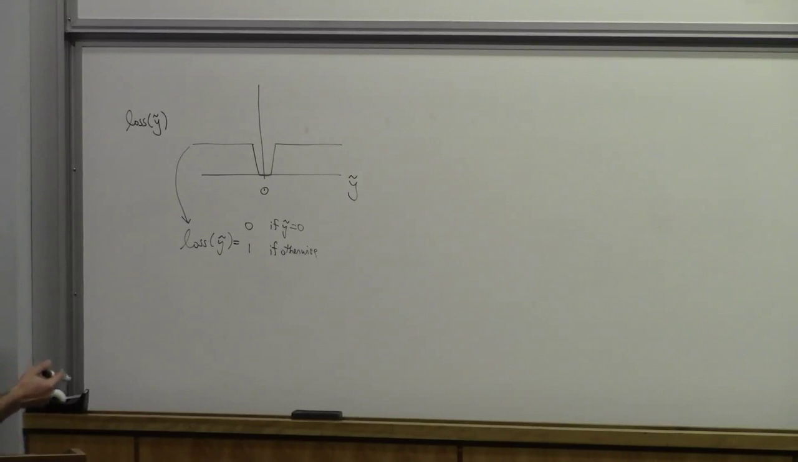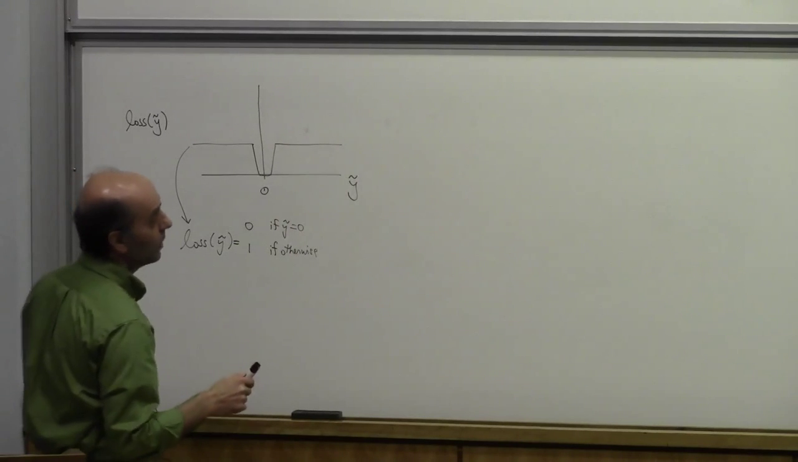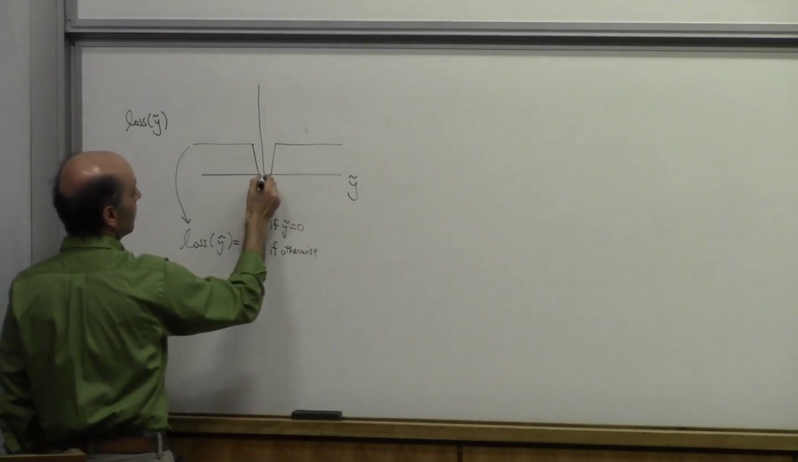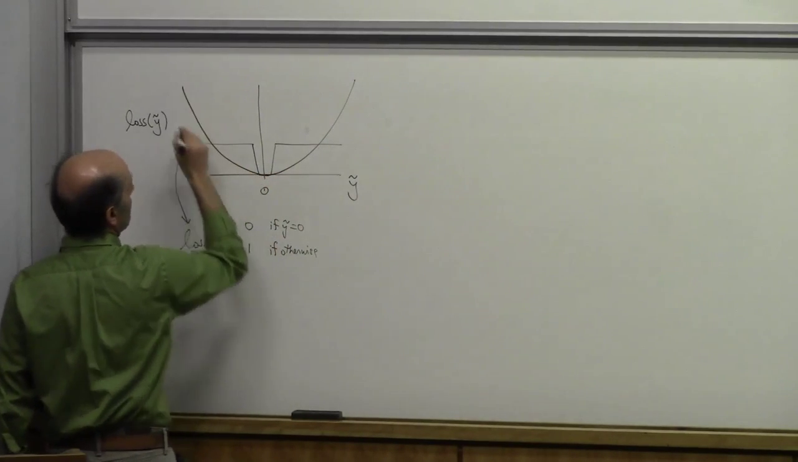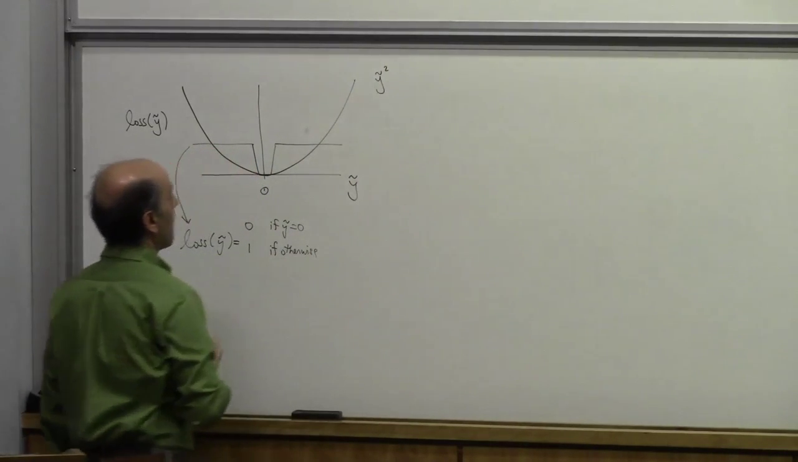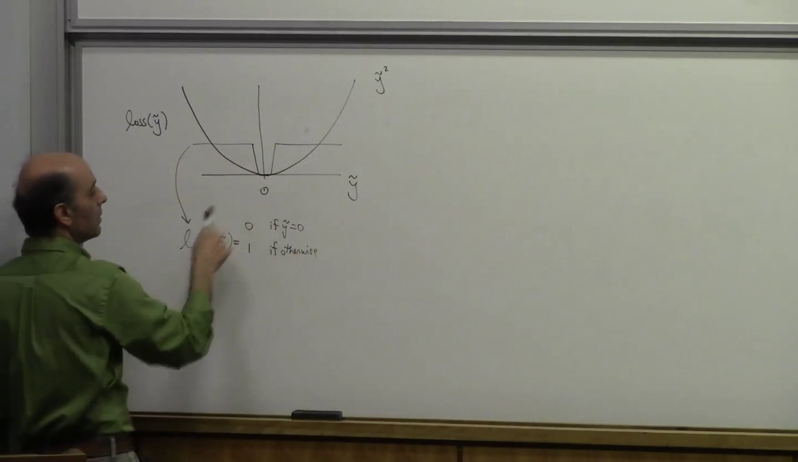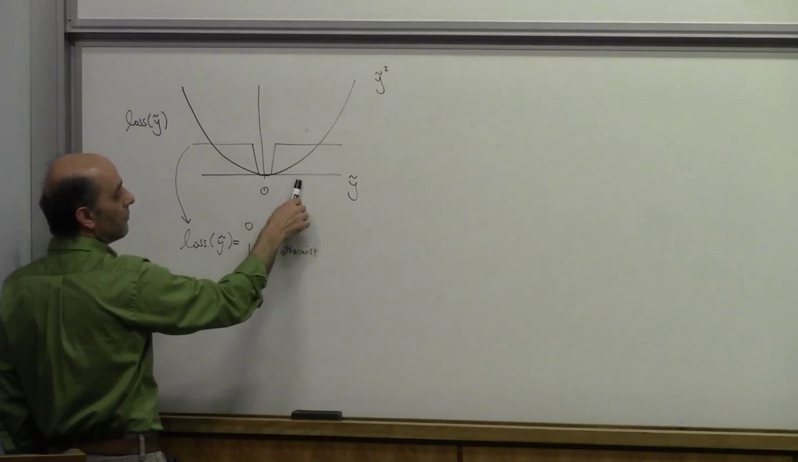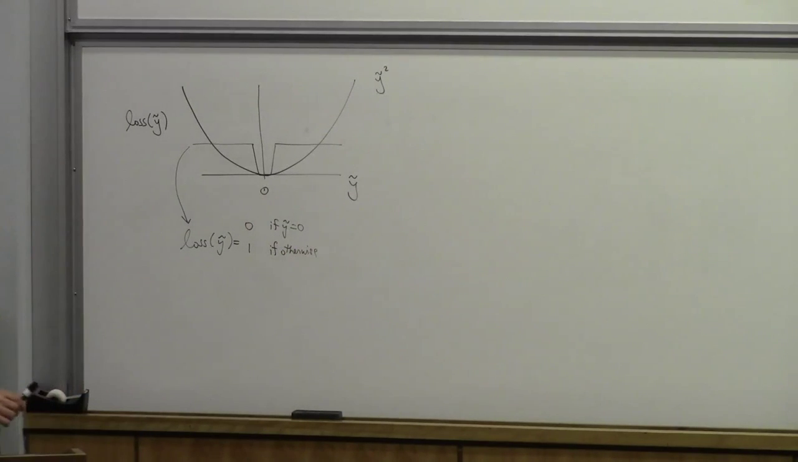Now, you could have a cost function that looks like the way we've been doing it, which is the quadratic cost function. In that case, it looks like this. So this is y tilde squared. That's a different kind of cost function. It says it's good to be at 0, and it's bad to be a little farther away, and it's really bad to be very far away. So the thing is getting really bad as you get farther away.